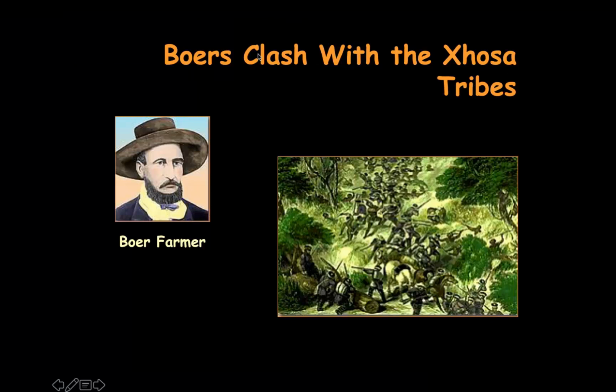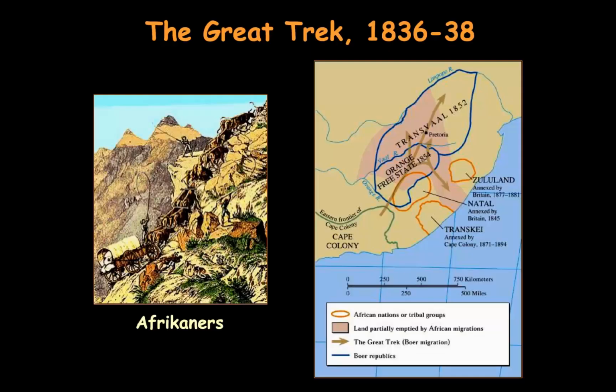The Boers are already there, right? These guys are already there who are fighting against the tribes that are already in South Africa. The Boer farmers are going to end up finding the British showing up. The British want to take over South Africa at some point. And so you're going to see this interesting situation occur.